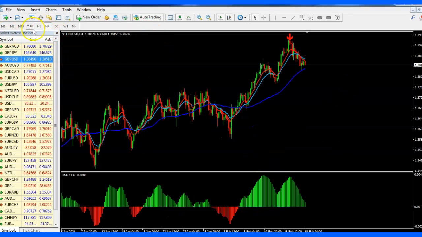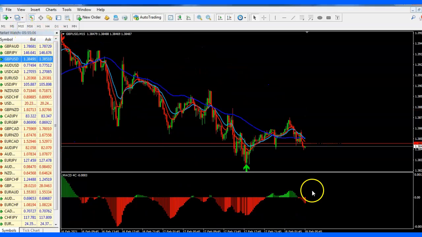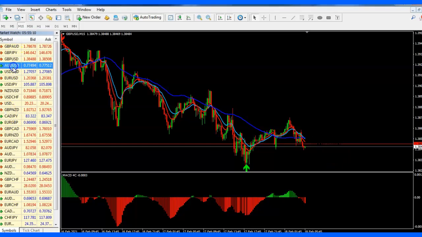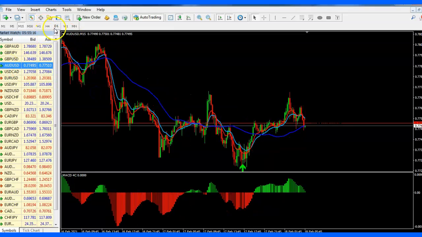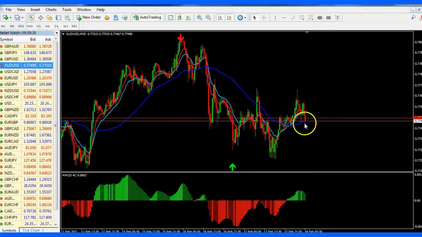I'm going to sell super quick. So in the 15 minutes I'm going to wait for this one to finish and I'm going to sell it also. AUD/USD in the 4-hour time frame. I'm going to sell. I'm going to wait for the structure to be done in the 30 minutes. I'll wait for a red arrow and I'm going to sell the market also.